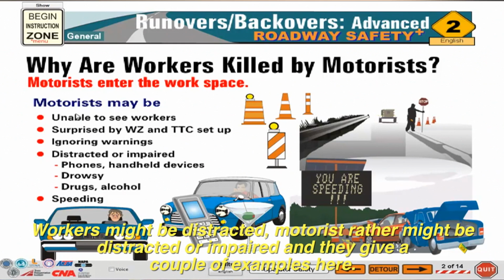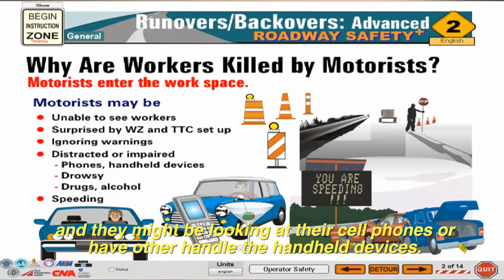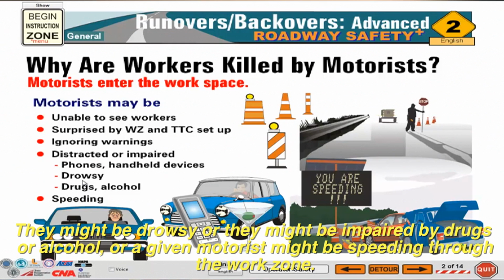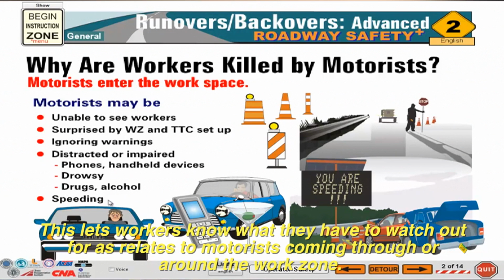Motorists might be distracted or impaired. And they give a couple examples here. They might be looking at their cell phones or have other handheld devices. They might be drowsy, or they might be impaired by drugs or alcohol, or a given motorist might be speeding through the work zone. But this lets workers know what they have to watch out for as it relates to motorists coming through or around the work zone.